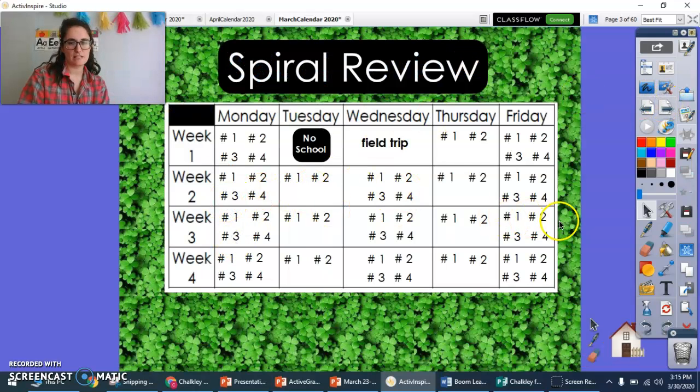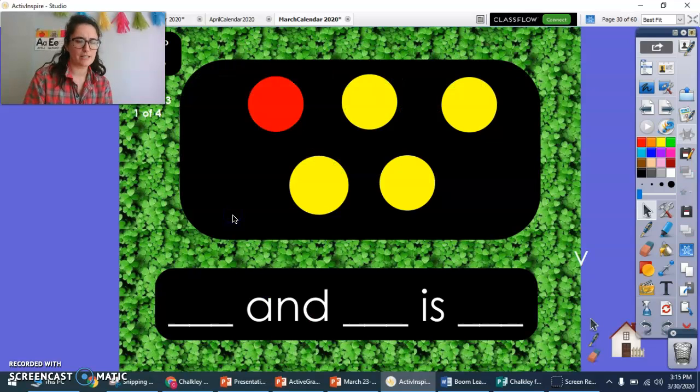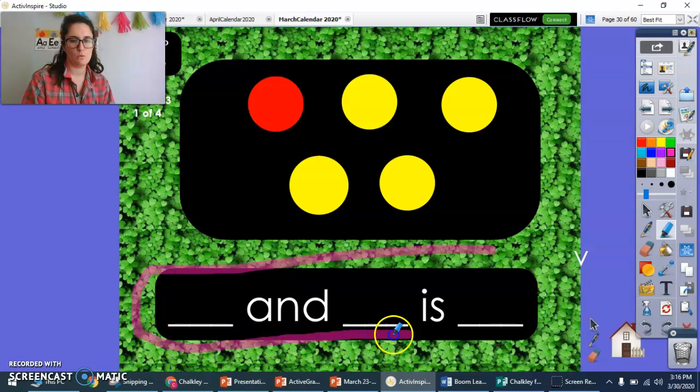And because we did not do calendar review this week, I'm going to pop over here and do last week's. So the first thing we want to do is figure out what this number sentence is. Remember, red comes first and then yellow. I'm going to give you a few moments to fill out this bottom part of it. Make sure you get your blank, and blank is blank.